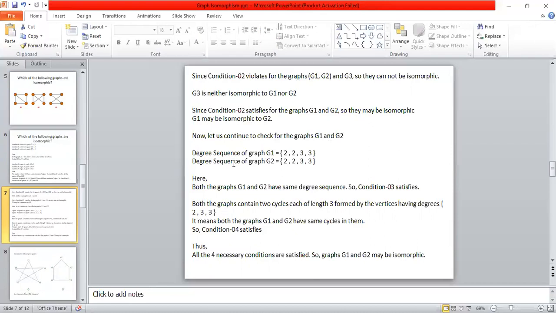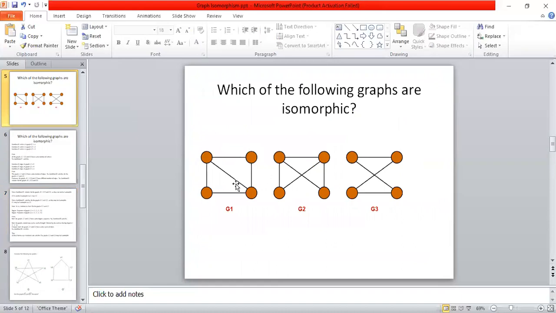For the first two graphs, G1 and G2, number of vertices are same, number of edges are same. Now third point, we need to check the degree sequence of each graph. What is the degree sequence? Just now we defined degree sequence of a graph as a sequence of the degree of all the vertices in ascending order. So let us take this example and find out the degree sequence.